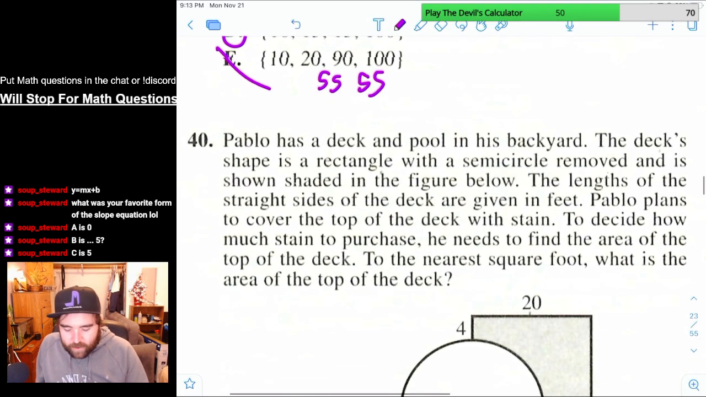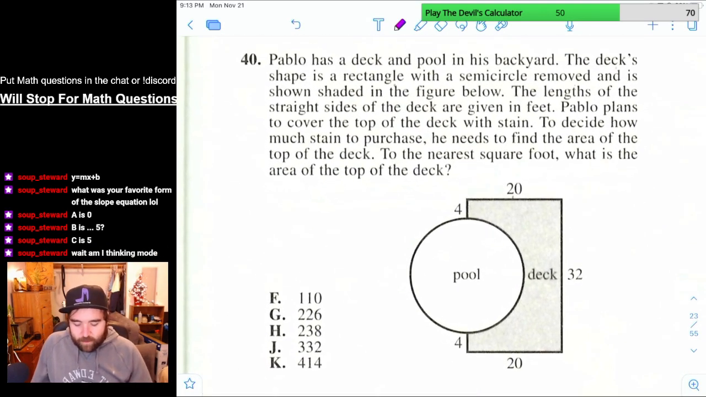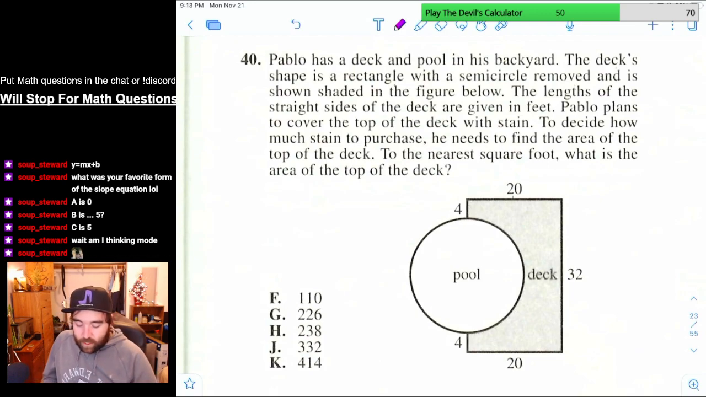Yeah. All right, next. Ooh, a geometry problem. Pablo has a deck and pool in his backyard. The deck shape is a rectangle with the semicircle removed and is shown shaded in the figure below. The lengths of the straight sides of the deck are given in feet. Pablo plans to cover the top of the deck with a stain. To decide how much stain he will purchase, he needs to find the area of the top of the deck. What is the nearest square foot of area of the top of the deck?